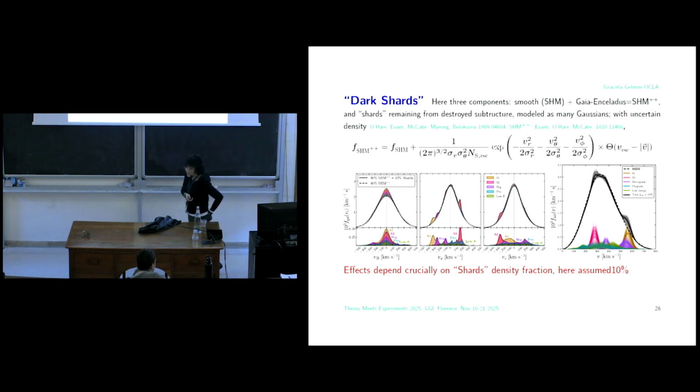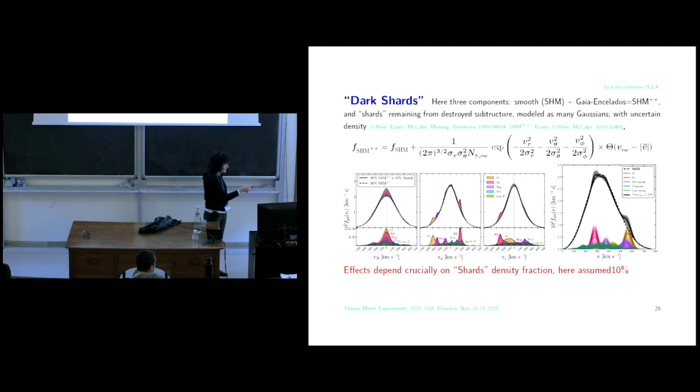That includes the distribution of Gaia Enceladus. It's a subdominant component. So this is the SHM, the Maxwellian distribution that we have seen, but the piece is in this type of component. And they call it this SHM++. And then they added other shards.